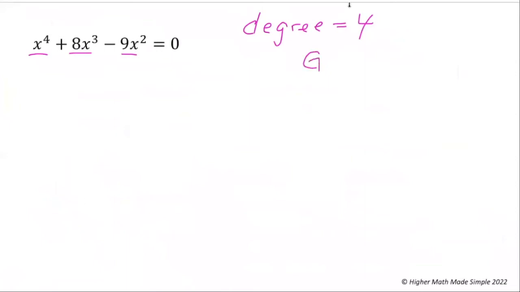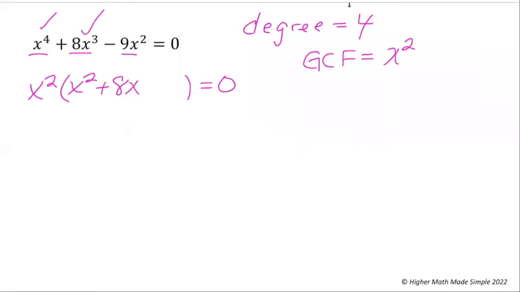So our last trick up our sleeve is figuring out, does this have a greatest common factor? And we see, yes, it does. It's x squared because each of these 3 terms have at least 2 x's in common. So we're going to go ahead and factor out the greatest common factor from each of these terms. Again, it's like the reverse distributive property. x squared times x squared gives me x to the 4th. x squared times a positive 8x gives me the positive 8x to the 3rd. And x squared times a -9 gives me that minus 9x squared term.